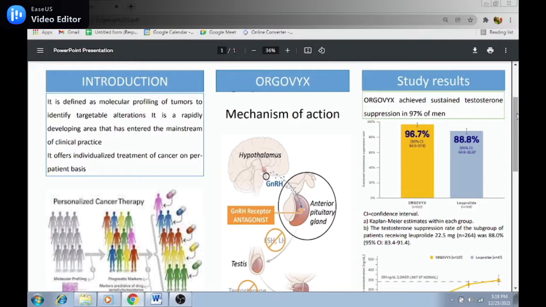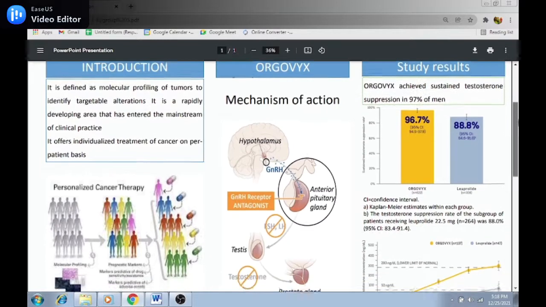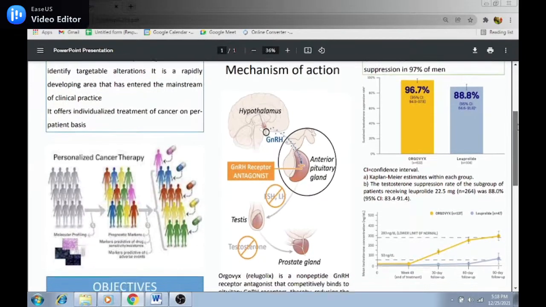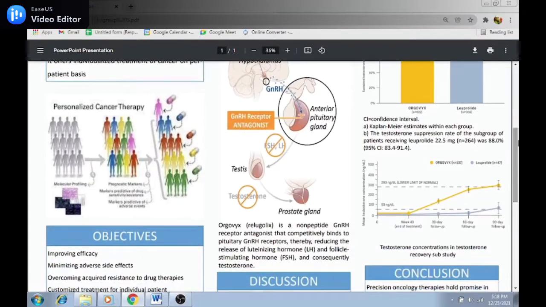How does it actually work? It suppresses the testosterone level, but how? It is a gonadotropin-releasing hormone receptor antagonist. By antagonizing the effect of this receptor, it inhibits the release of follicle-stimulating hormone and luteinizing hormone, which further decreases the release of testosterone, and this testosterone is involved in the progression of the disease.